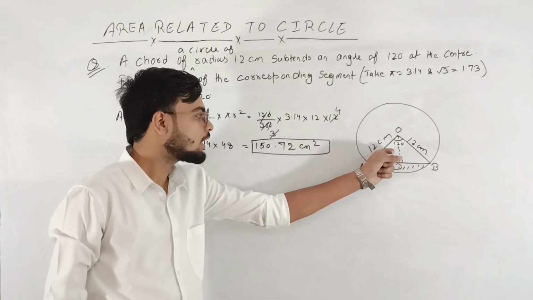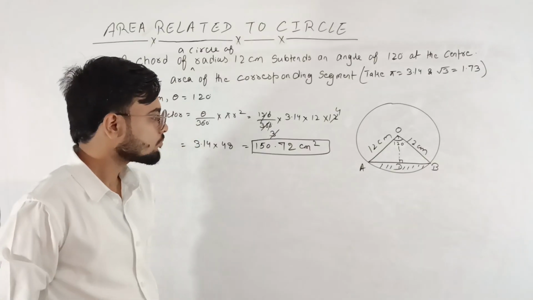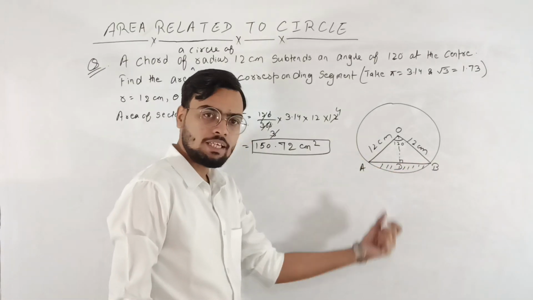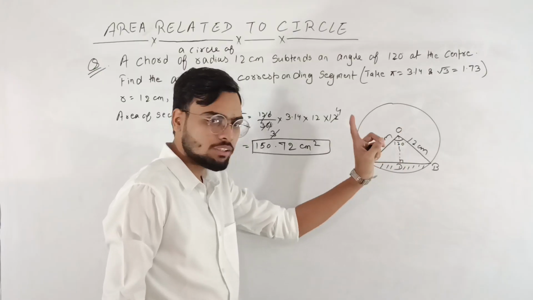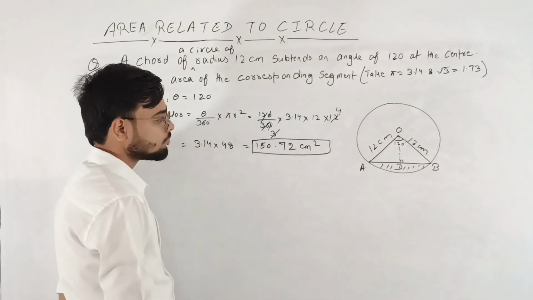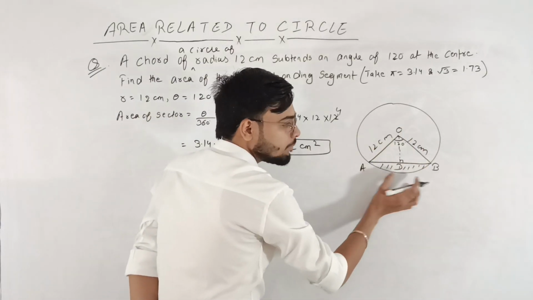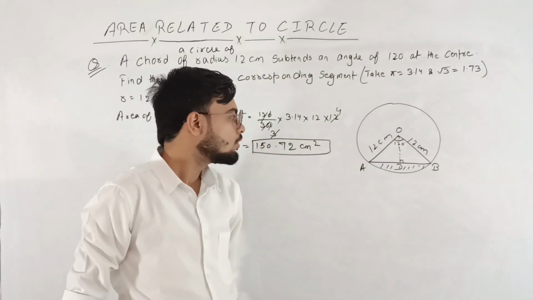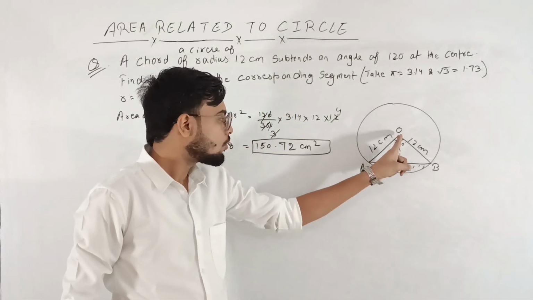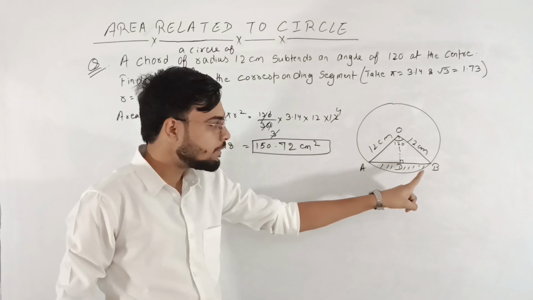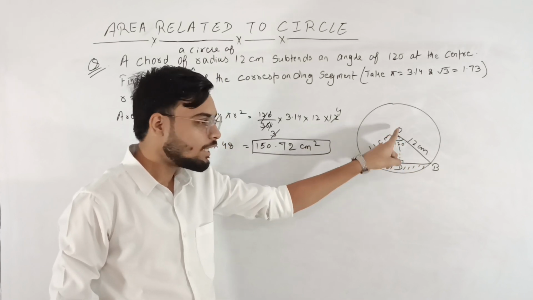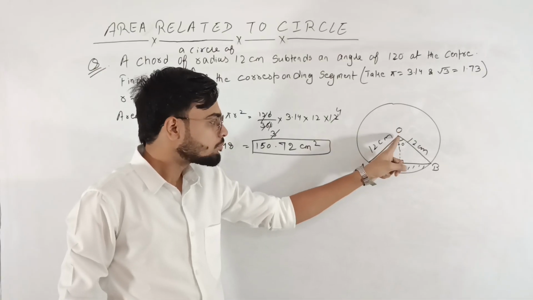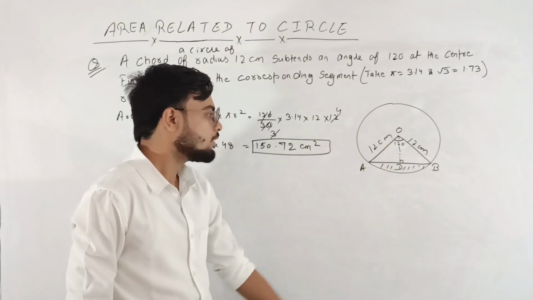Now we have to find the area of this triangle AOB. Okay, so area of triangle AOB is half into base into height. So base is AB and height is OD. So first we have to find AB, then we have to find OD. So look here, I draw a line which joins the chord AB and the center. OD line I draw, which is perpendicular to the chord AB and also bisects the chord AB.